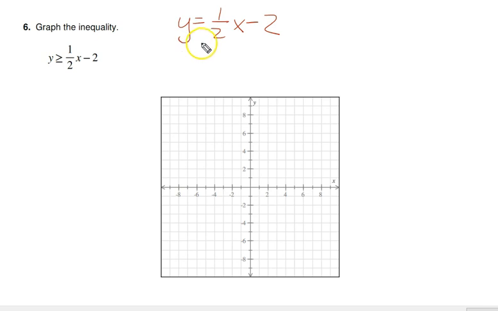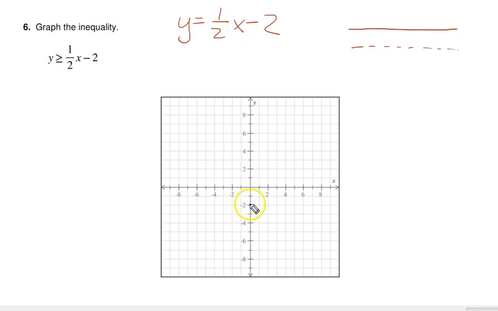So we then have to determine, when it's an inequality, what kind of line we are going to use to draw this graph. Will it be a solid line, or would it be a dotted line? And you have that choice. Well, if it's greater than or equal to, if the equal to is there along with the inequality, then it's a solid line. So let's just graph this.